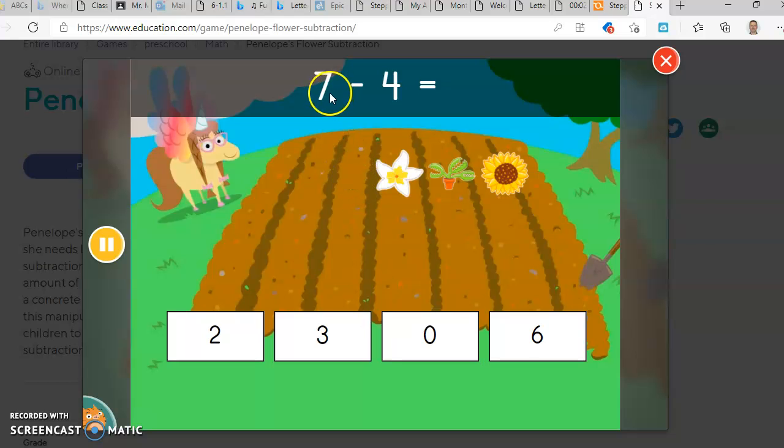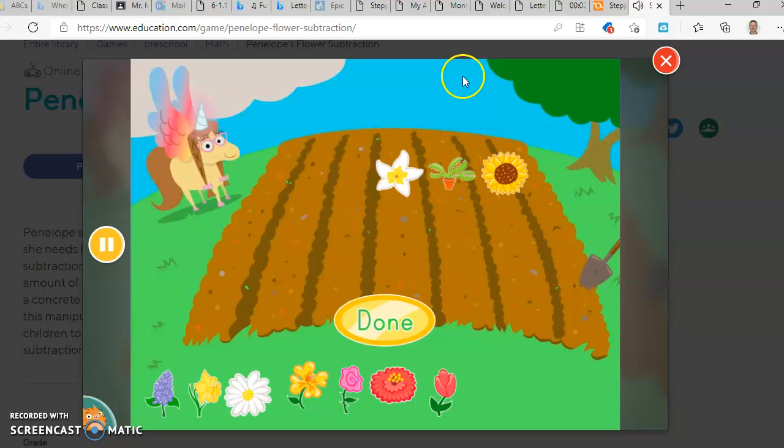Okay, so I had 7, and I subtracted. There's a symbol for subtraction. 4. I took away 4, and it equals how many? So how many's left? 1, 2, 3. So I'm going to pick 3. There it is. Correct. Very good. 7 minus 4 equals 3.